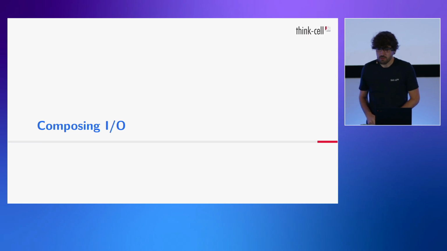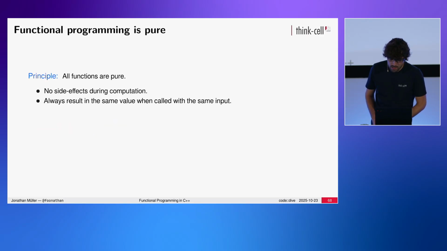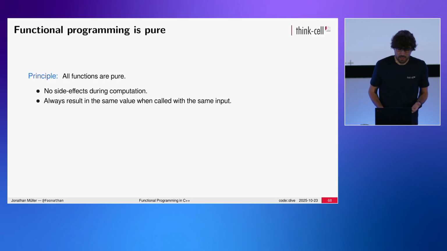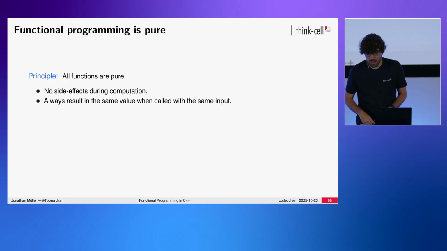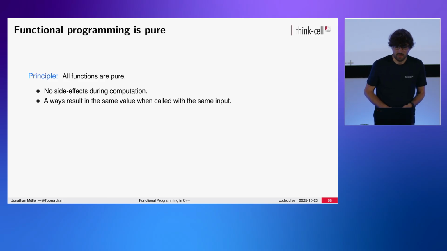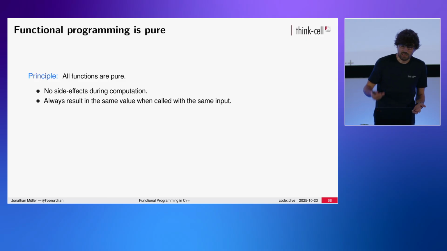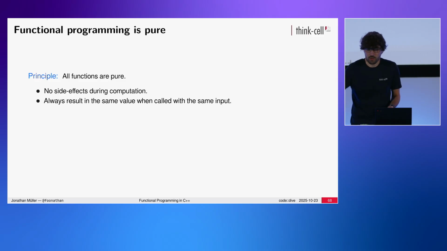Finally, let's look at composing I/O. So a functional programming language like Haskell is pure. This means that all the functions are pure. So they are functions in a mathematical sense. That means when you execute them, you don't get side effects, and they will always give you the same value when you call them with the same input.